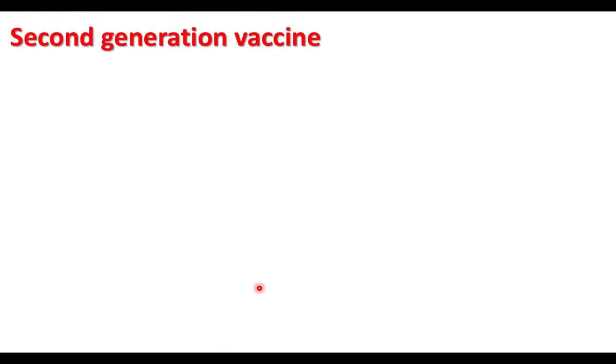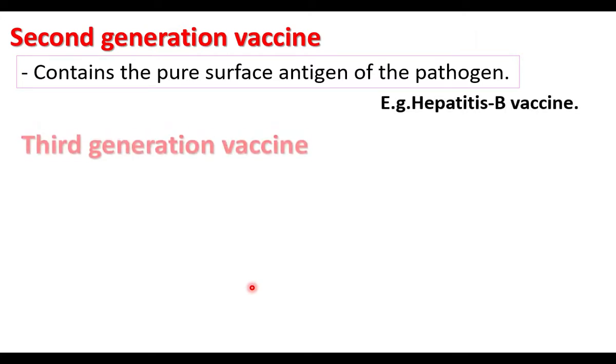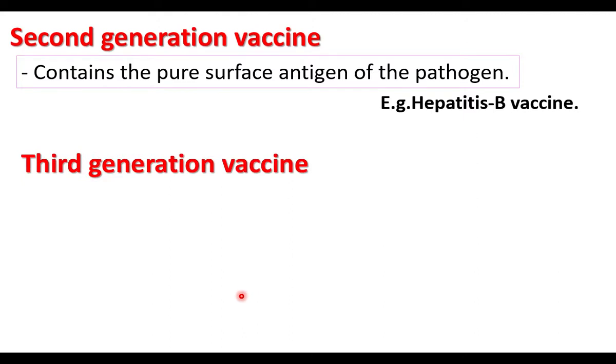The second generation vaccine contains the surface antigen of the pathogen. The surface molecules which act as antigens are used in the vaccine preparation. Example, hepatitis B vaccine.